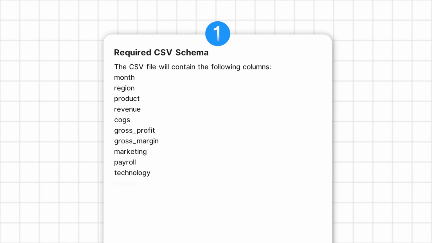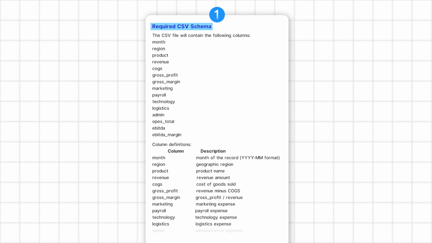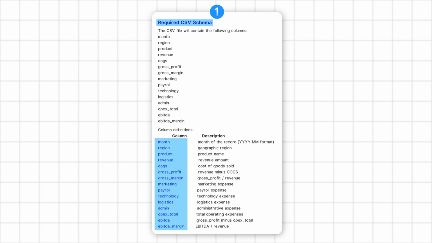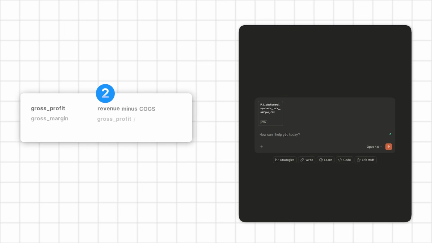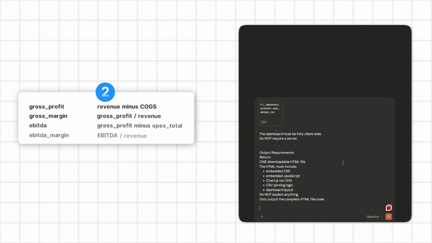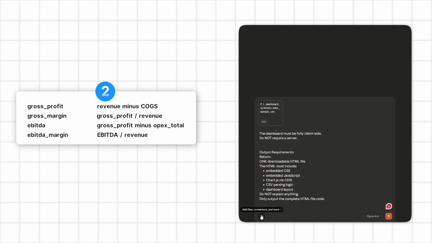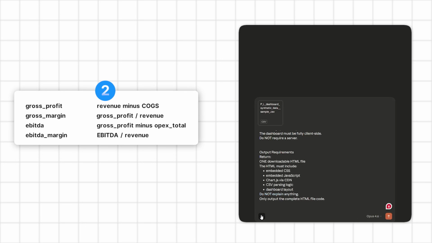Now, the prompt is structured around a few things that matter if you want the output to be usable. First, it defines the exact CSV schema the dashboard expects, including every column name and what each one means. Now, this forces the AI to build parsing logic that validates the data on upload rather than guessing at column mapping. Second, it specifies the exact calculations. Now, gross margin is gross profit divided by revenue. EBITDA is gross profit minus total OPEX. Now, these are defined in the prompt, so the dashboard computes them consistently.